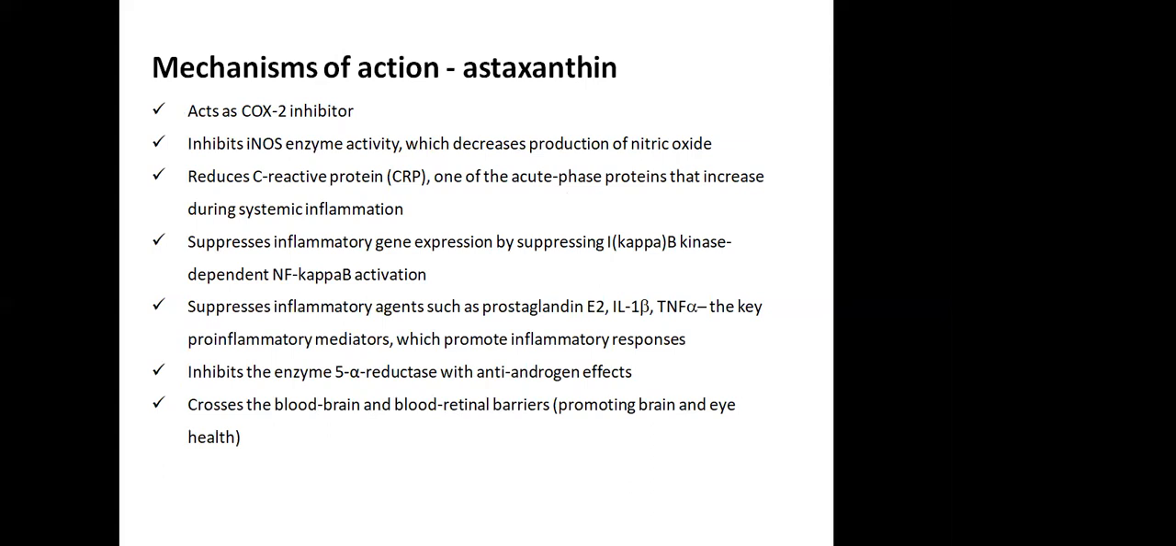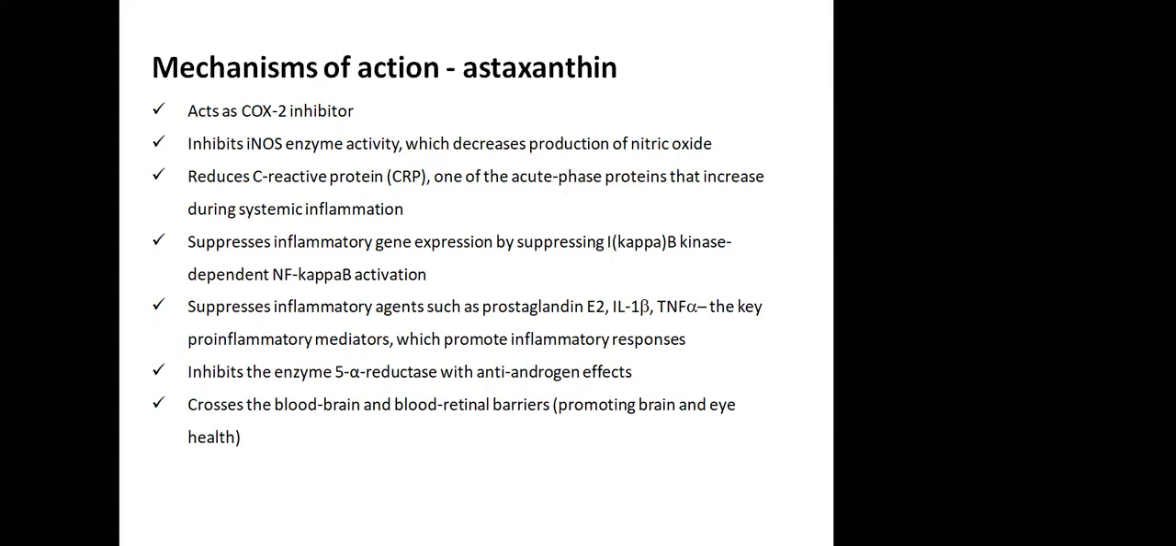Some of the things that astaxanthin does is it acts as a COX-2 inhibitor. So that in itself is going to help block a potentially inflammatory pathway. And then we've got the suppression of inflammatory gene expression, our little favorite one, nuclear factor kappa B. And if you can downregulate or stop nuclear factor kappa B activation, then you're going to naturally suppress inflammatory agents such as prostaglandins, interleukins, and TNF-alpha.